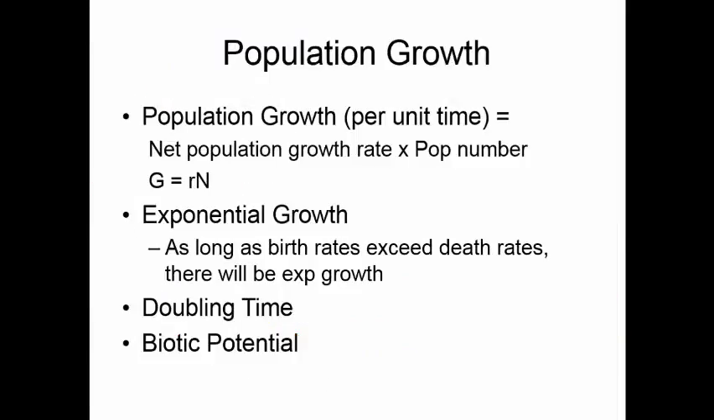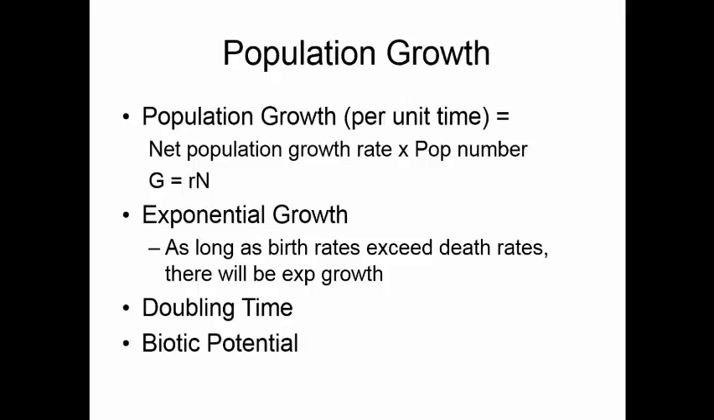So population growth is that net population growth rate times the population number. So our growth rate right now is 0.9, times the population number is our general population growth, and so that's lower than what the population needs to be to maintain the population. So our rate is decreasing.